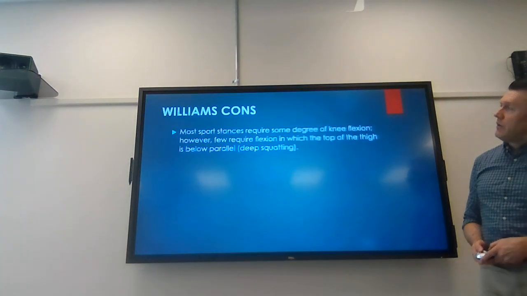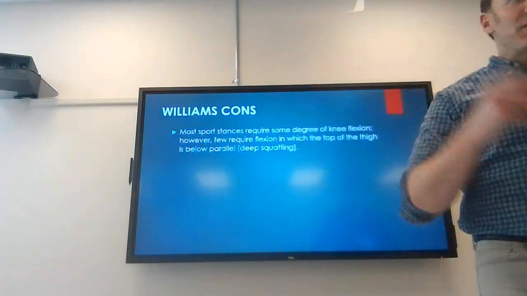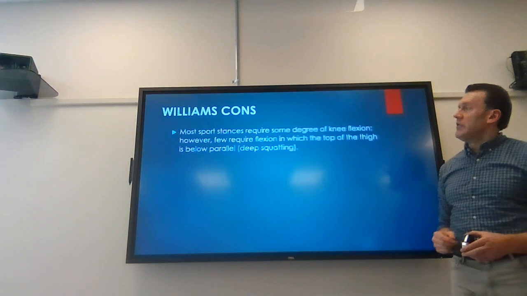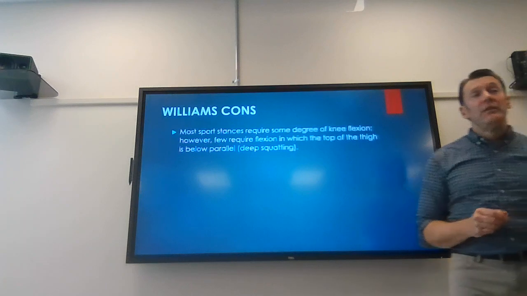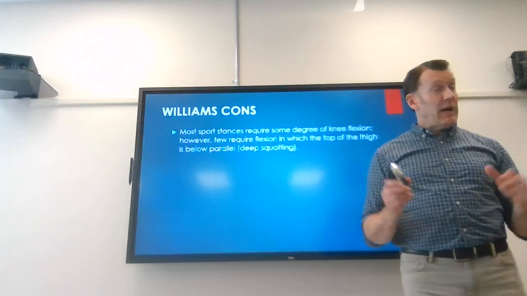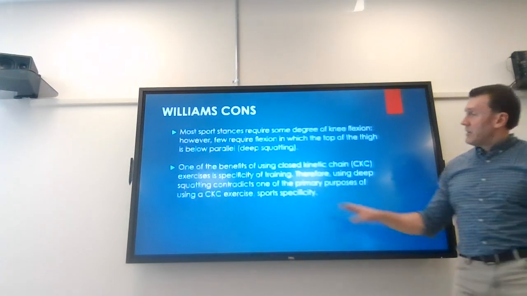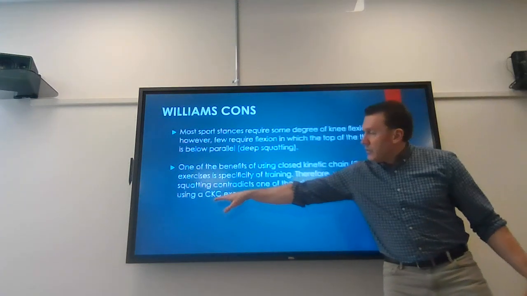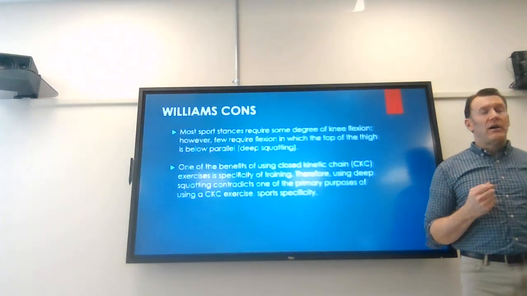Okay, so the other point right here, Williams. Williams is a physical therapist, so she's of course a good one to take the opposing view. So most sports stances require some degree of knee flexion. However, few require flexion in which the top of the thigh is below parallel. So I think that's a fair point, right? That's a really good point. So we don't see many sports where athletes are in those deep knee flexion angles. And so she basically says, well, that contradicts one of the primary purposes of using a closed kinetic chain exercise like the squat, which would be a lack of sports specificity.